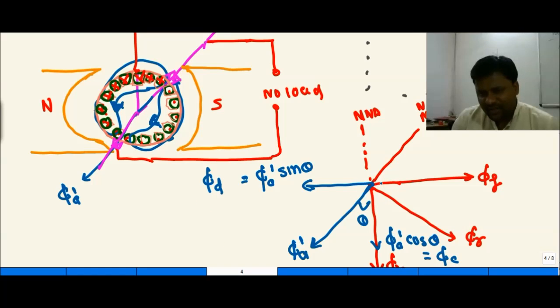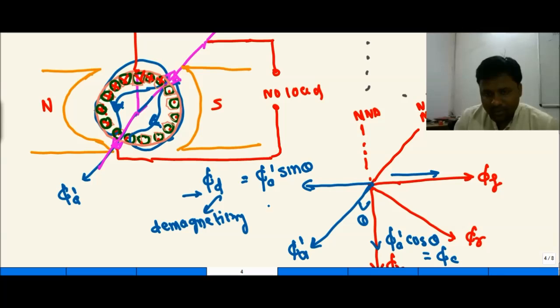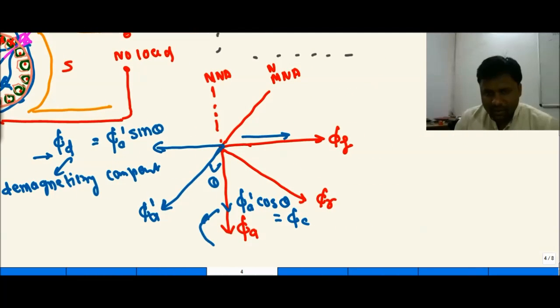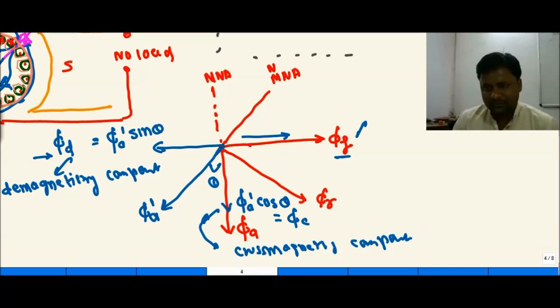We have seen that the field flux is going to be like this, and this field flux is going to be demagnetized, meaning it can be opposed by this armature flux component. We can say that this is called the demagnetizing component, which can demagnetize this field flux. And similarly, the second component is called the cross magnetizing component, which always tries to cross magnetize the field flux.